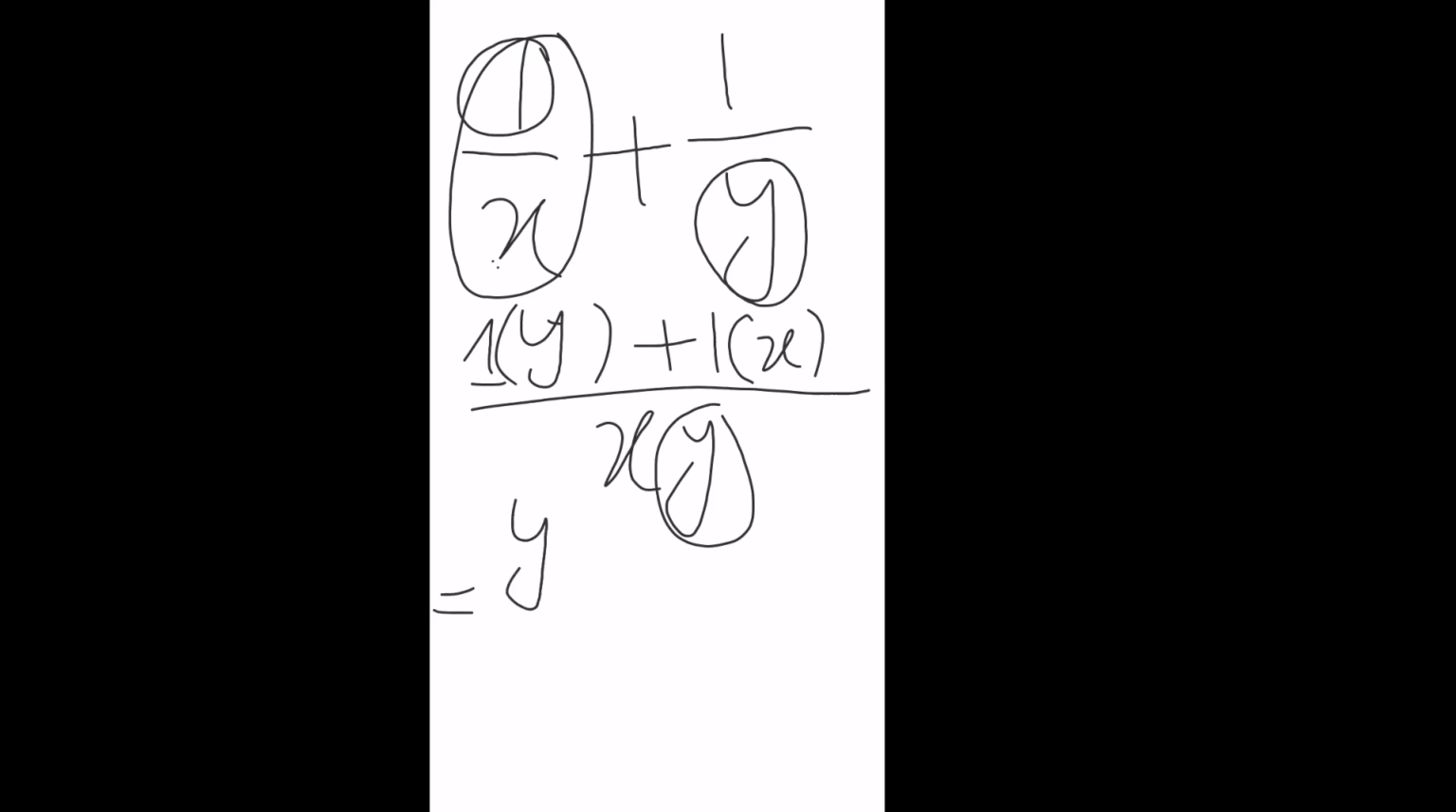Now see, you got y. Now 1 gets multiplied with y, so you got y. 1 gets multiplied with x, so you got x. And in the denominator, you get x and y. And that's your answer.